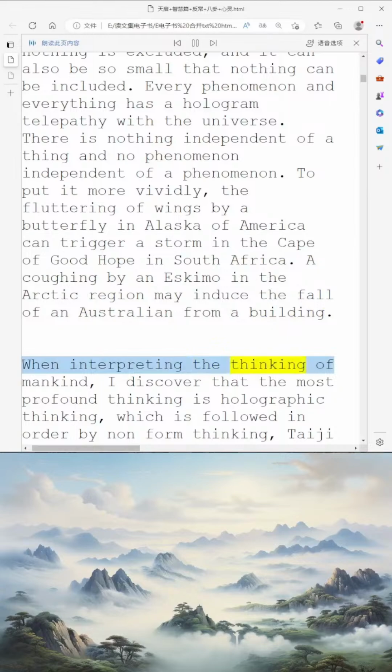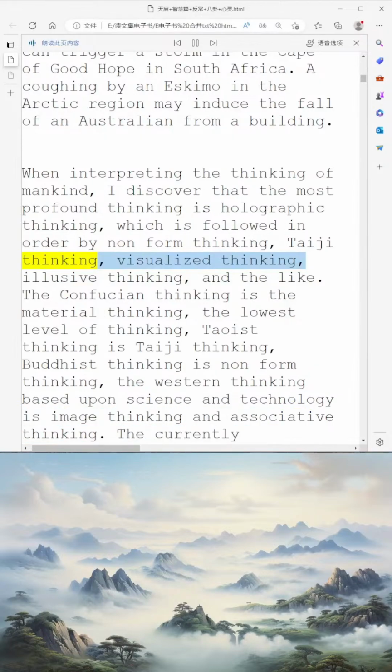When interpreting the thinking of mankind, I discover that the most profound thinking is holographic thinking, which is followed in order by non-form thinking, Taiji thinking, visualized thinking, elusive thinking, and the like. The Confucian thinking is the material thinking, the lowest level of thinking. Taoist thinking is Taiji thinking. Buddhist thinking is non-form thinking. The Western thinking based upon science and technology is image thinking and associative thinking.